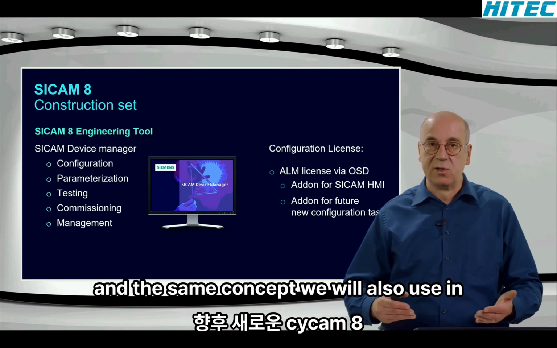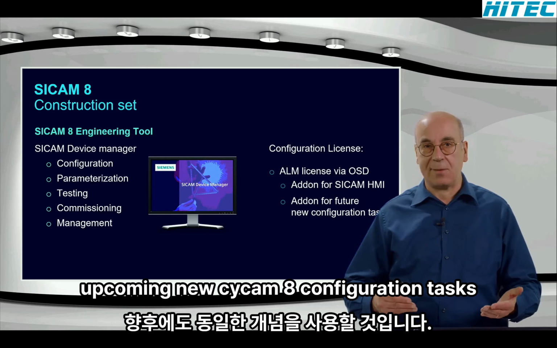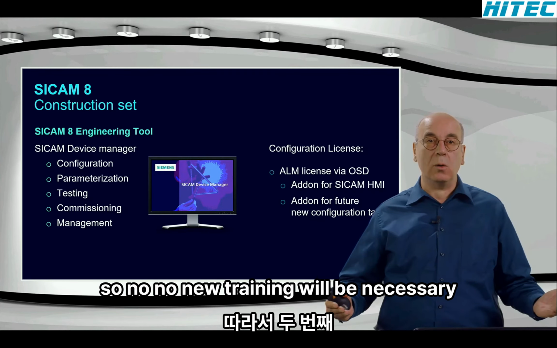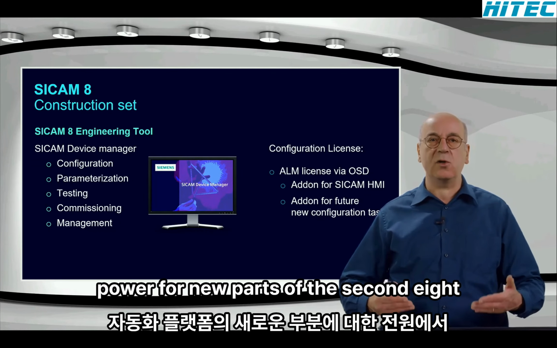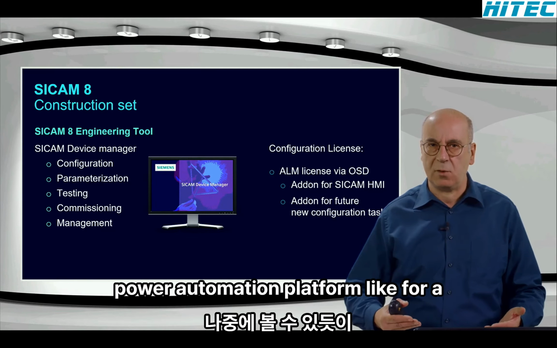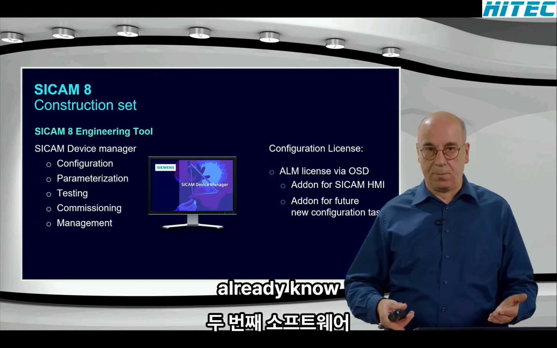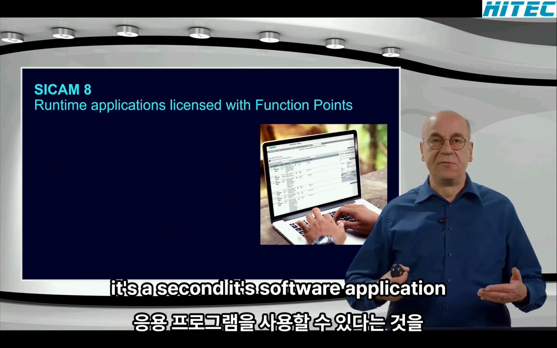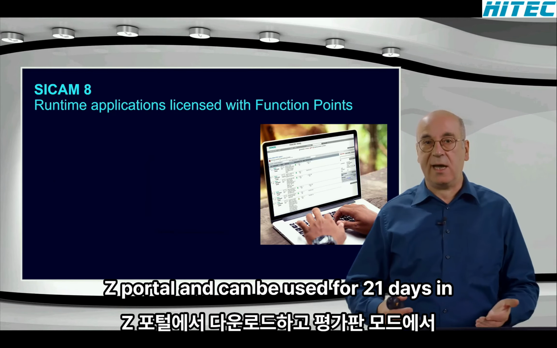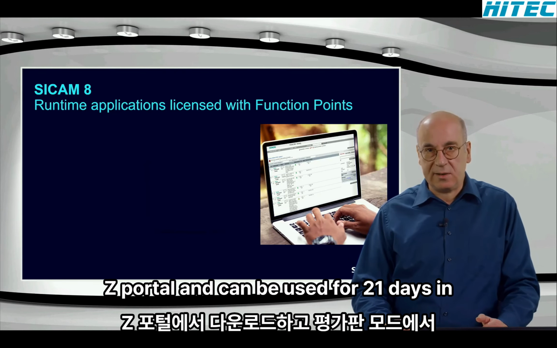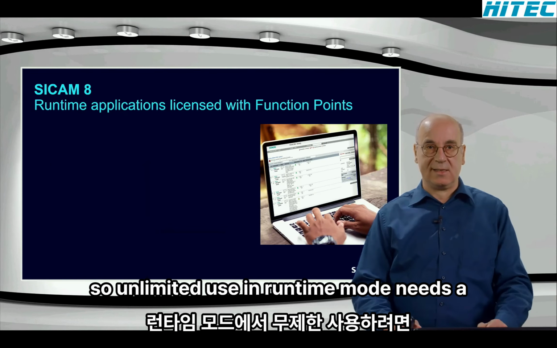And the same concept we will also use in the future, using add-on licenses for upcoming new Sicam 8 configuration tasks. So no new training will be necessary, as the workflow, as we will see later from Jorge, for new parts of the Sicam 8 automation platform, like for Sicam S8000, is identical to what you already know. The Sicam 8 software applications are made available for download from our C portal and can be used for 21 days in a trial mode. The unlimited use in runtime mode needs a license.